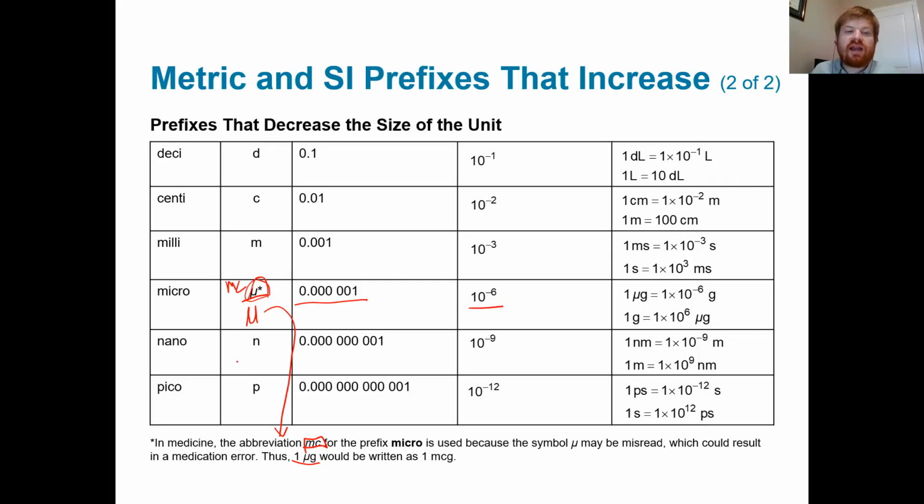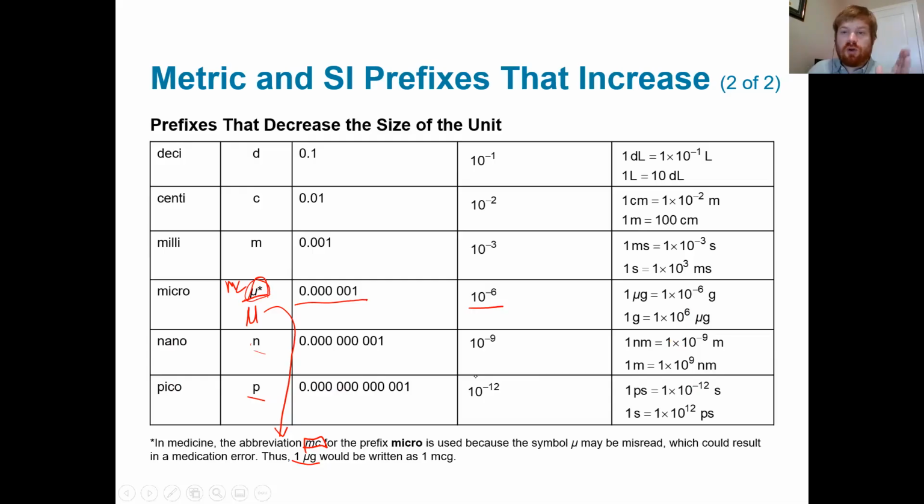And lower than that even is pico. Pico, which is lowercase p, of course, nano, lowercase n, pico, lowercase p, is 1/1 trillionth, or 10 to the negative 12. So 1 picosecond would be 1 times 10 to the negative 12 second. The fastest chemical reactions that occur in the universe occur on the order of picoseconds. So we're talking about things like electrons transferring from one atom to another. That's as fast as it gets, and those go on the order of picoseconds.